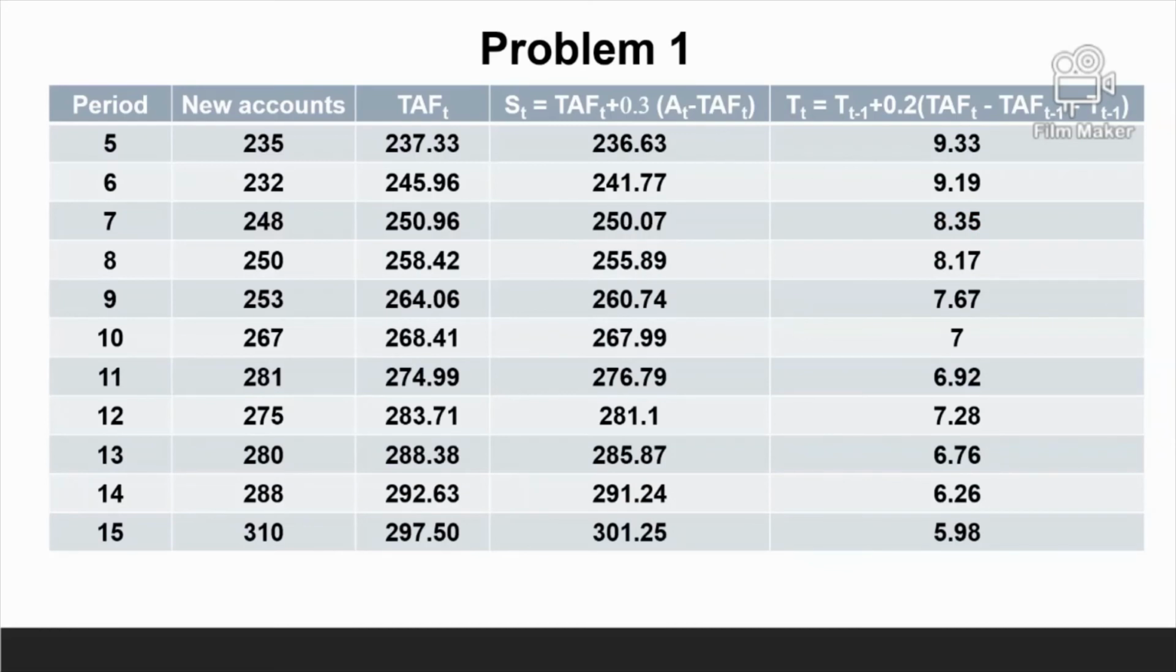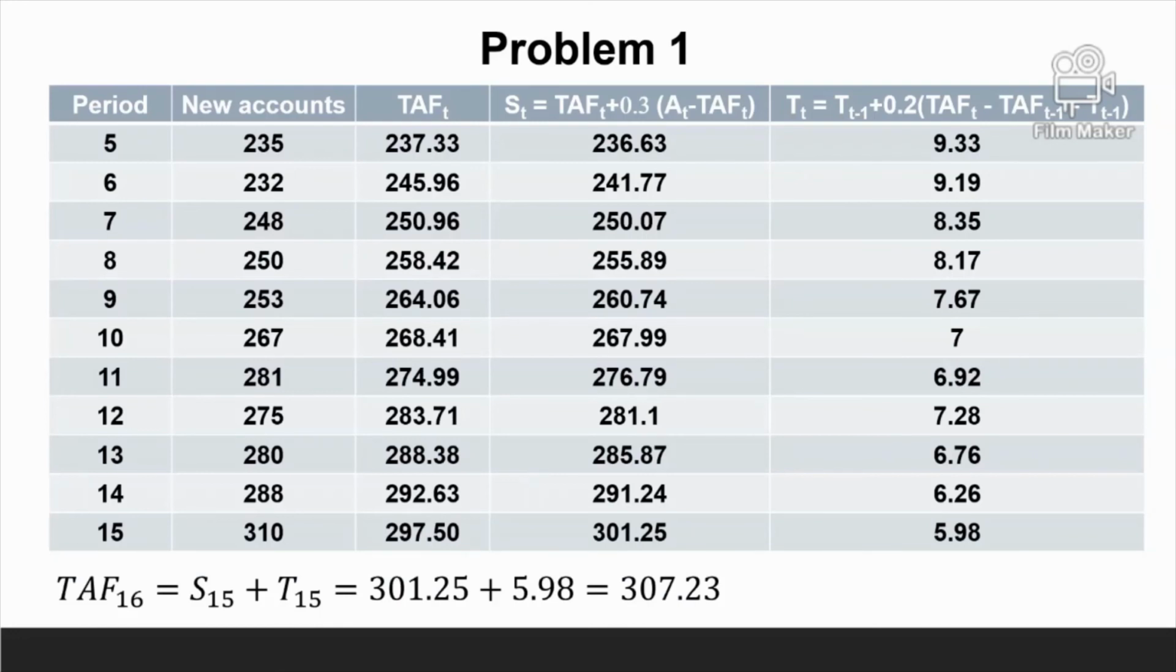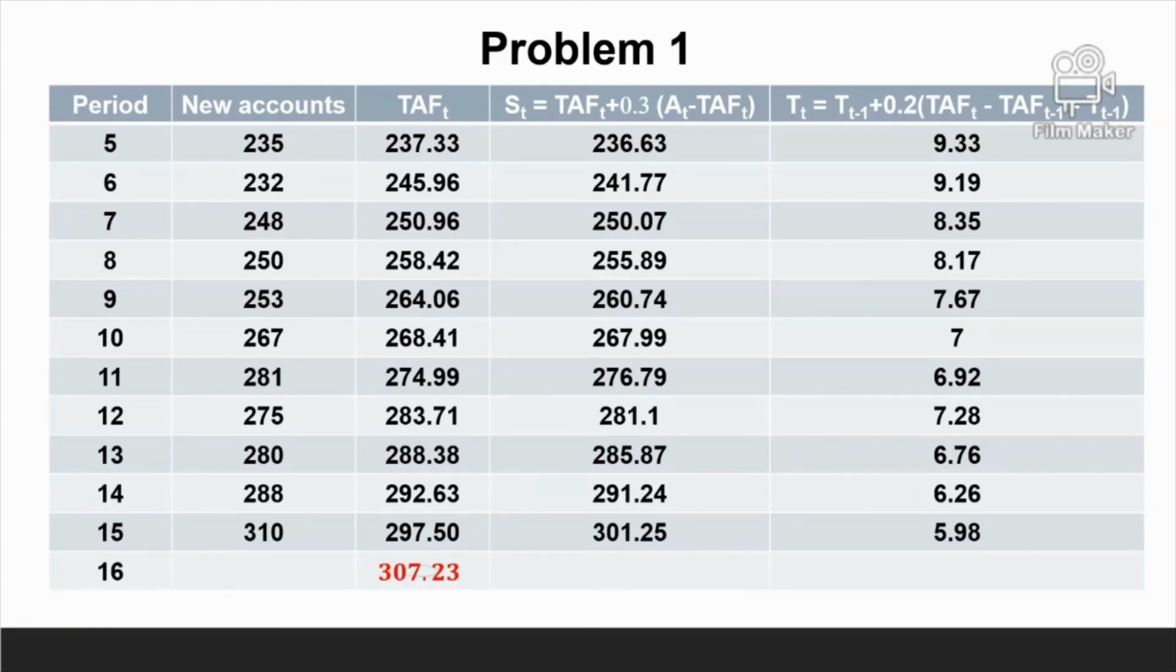Continue in the same way to find the values of TAF, S, and T for all 15 periods. After that, use the values of S15 and T15 to find TAF16, where TAF16 equals S15 plus T15 equal 301.25 plus 5.98 equal 307.23. So the forecast for period 16 using the trend-adjusted smoothing is 307.23. Hopefully, you can apply this method by yourself.